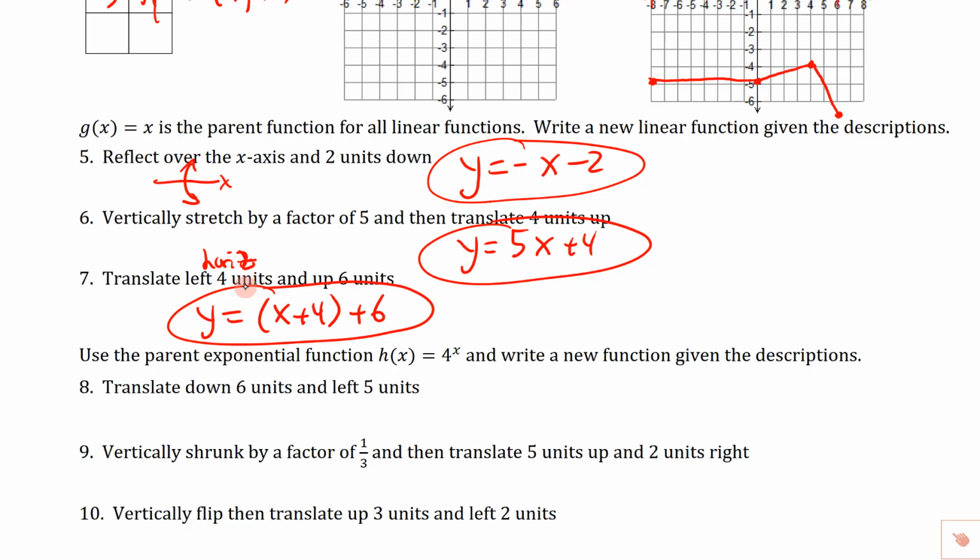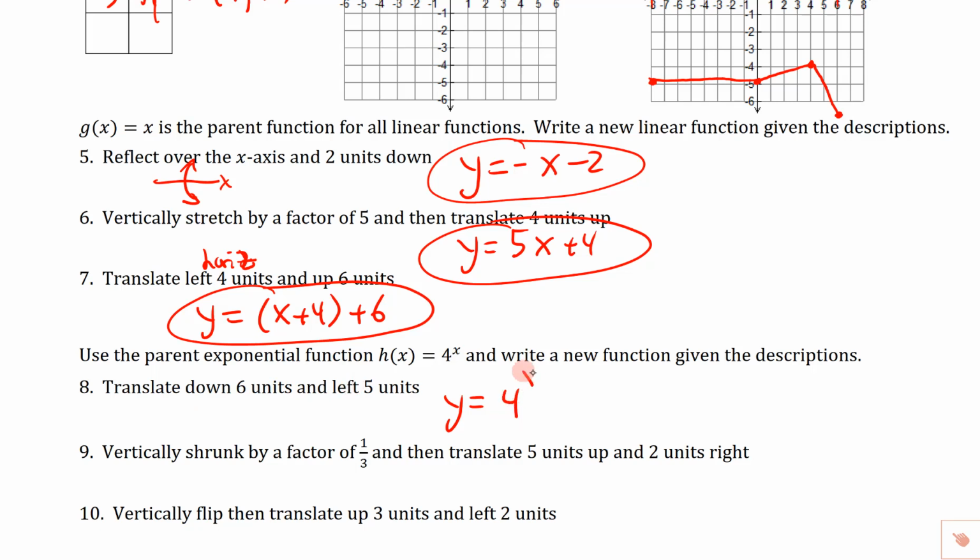There we are. Now, this is a parent function of an exponential, and we want to do these three transformations to it. So let's go ahead and take a look here. Down 6 and left 5 units. So on this, gosh, that's pretty easy. No vertical stretches or shrinks. Translations, sliding things around, are pretty easy.